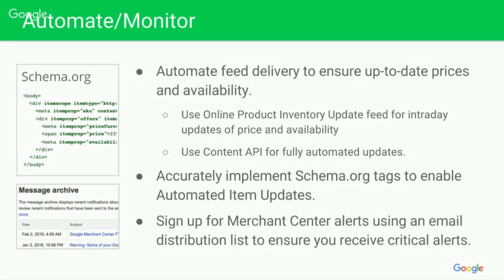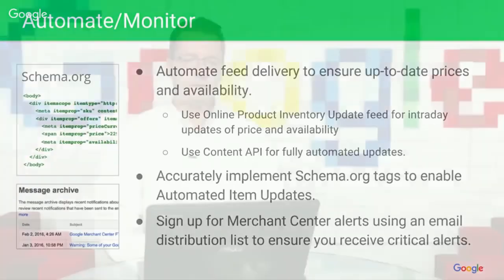If you don't use automatic item updates, those products will be disapproved, and you won't have any opportunity to sell those products. So you want to make sure that you use this option. Your IT team will likely understand what schema.org tags are, and you can help and encourage them to implement this feature for you.